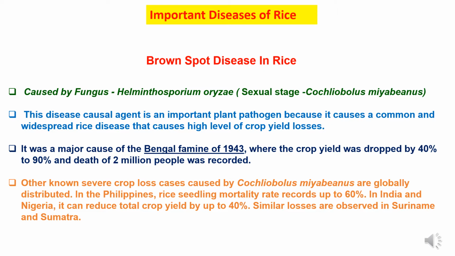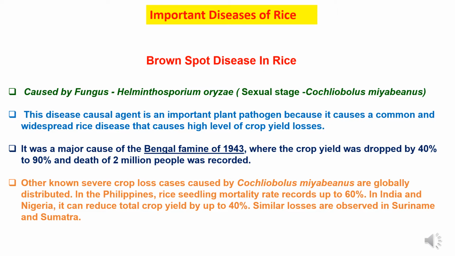Because of this disease, there was the Bengal famine of 1943, where the crop yield dropped by 40% to 90% and the death of 2 million was recorded. Other non-severe crop loss cases caused by Cochliobolus miyabeanus are globally distributed. It is common in Philippines, India, Sumatra, etc.